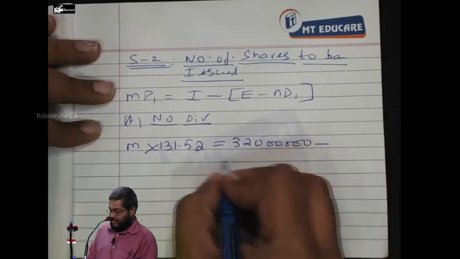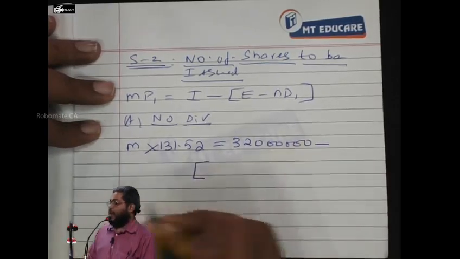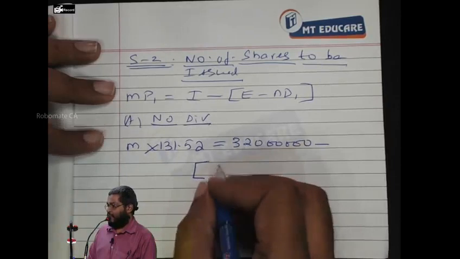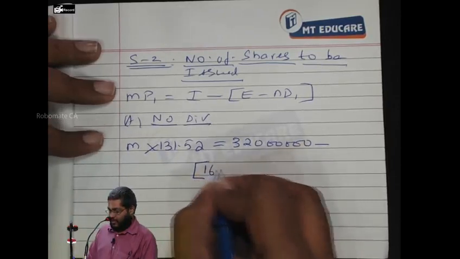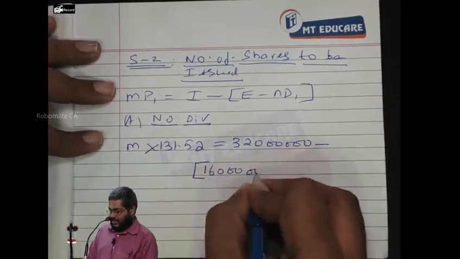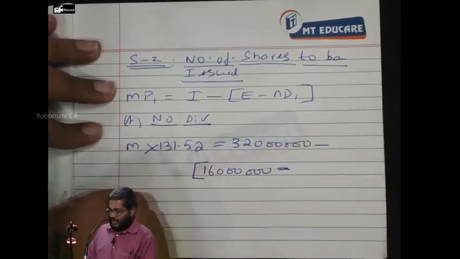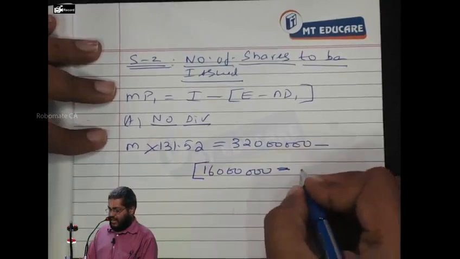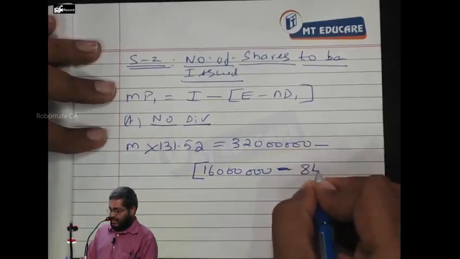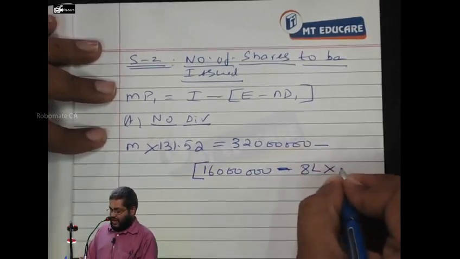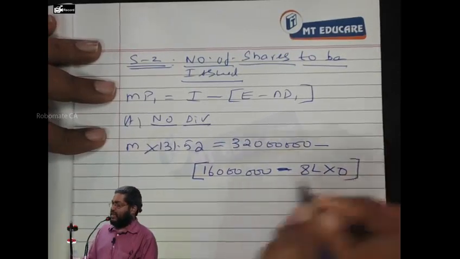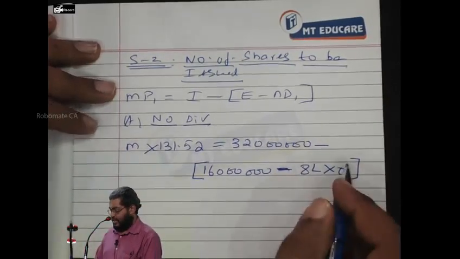Minus E minus N D1. What is earnings here? 1.6 crore. That means 1 crore 60 lakhs. 1 crore 60 lakhs minus how many shares are there? 8 lakh shares into what is the dividend? 0. No dividend is declared, so dividend is 0.